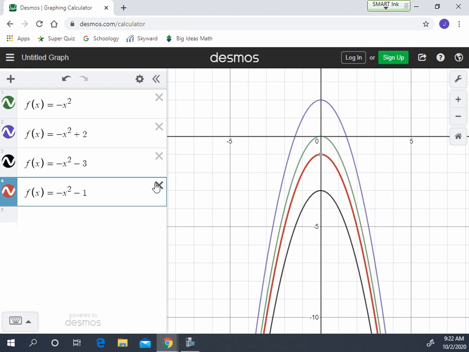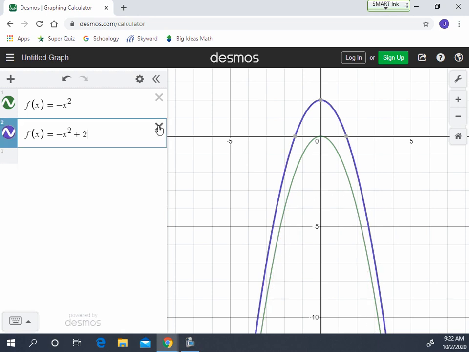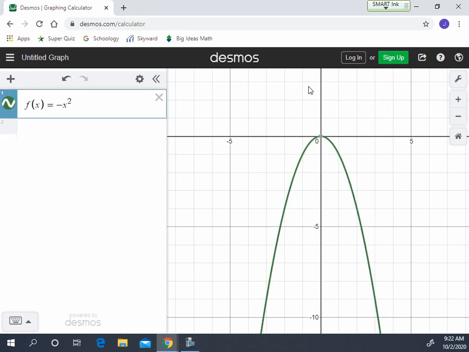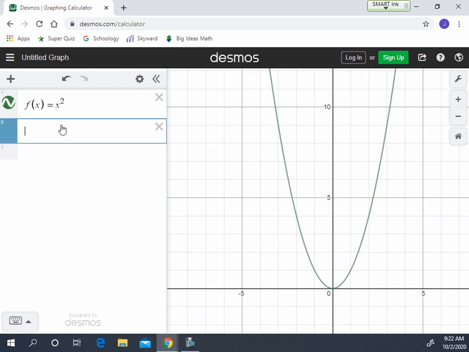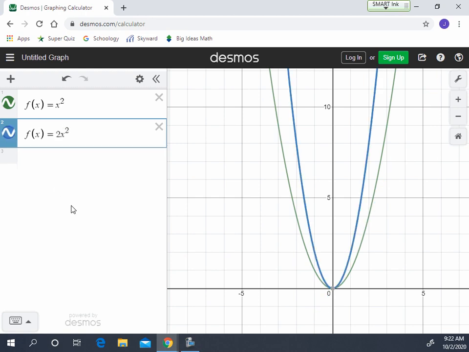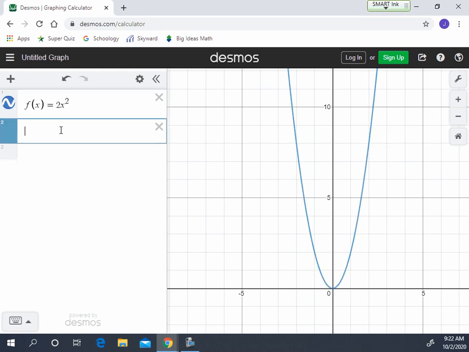Awesome. Let's throw a number in front of x squared now. So let's start with our f of x equals x squared. There's our basic graph, our positive parabola. Now let's say f of x equals 2x squared, right? Is that going to be skinnier or wider than our normal graph? It's going to be skinnier because it's a bigger number. Now let's say plus 1. F of x equals 2x squared plus 1.